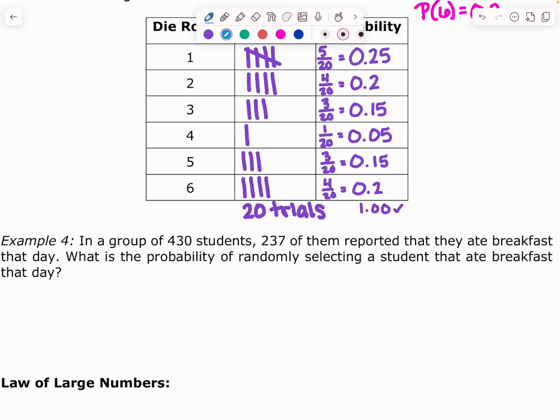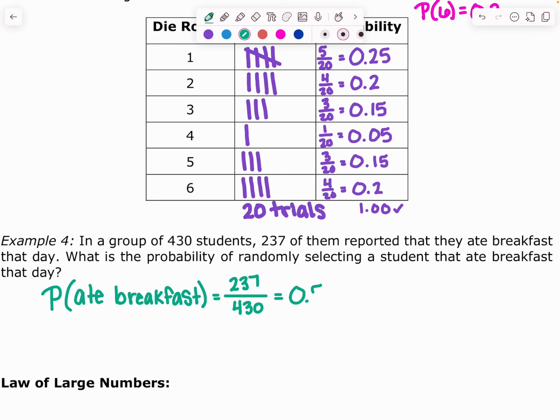So the probability of selecting a student that ate breakfast is equal to the number of students that ate breakfast divided by the total number of students that were surveyed. 237 divided by 430 equals 0.5512. Again, rounding those probabilities to 4 decimals.